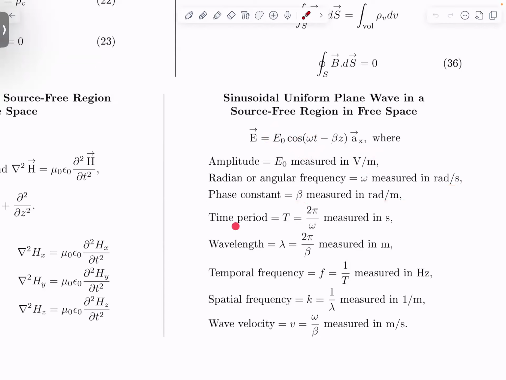So the similarities that you see are between time period and wavelength. These 2 things are similar. One is temporal, one is spatial. Then we have temporal frequency and spatial frequency. These 2 things are also similar. Then omega and beta. These are the angular frequencies. Those 2 things are also similar. So one case is for time, one case is for space, but the idea is the same.